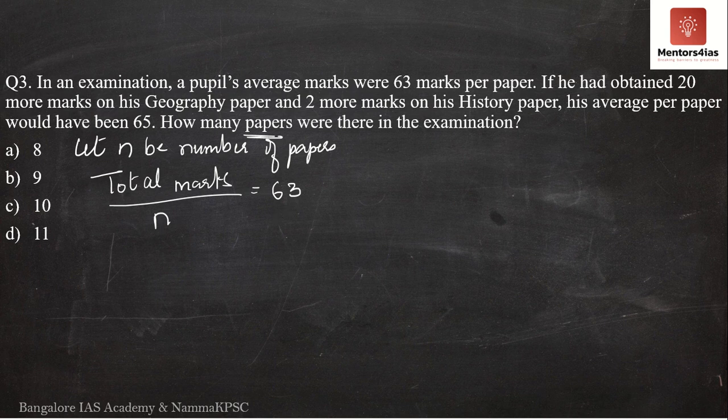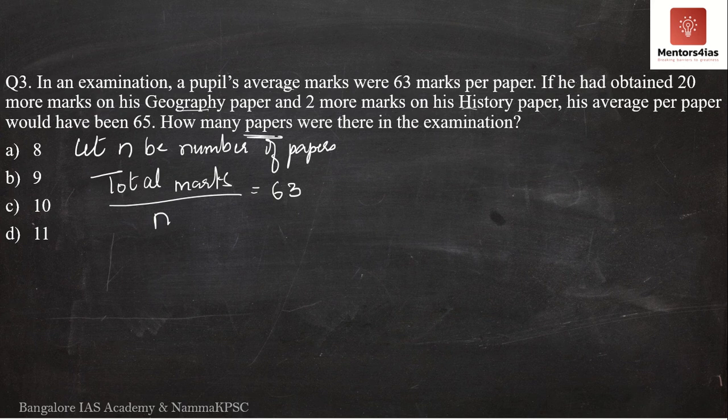Now the question further says, if he had obtained 20 more marks in geography and 2 more marks on his history paper, his average per paper would have been 65. See, the question is purposely mentioning geography paper, history paper, 20 in geography, 2 in history, only to confuse you. It does not matter if it is geography, history, maths, English. We don't need what the subjects are. We only want how many subjects.